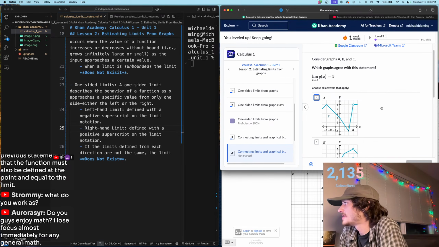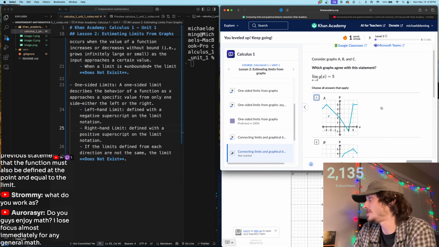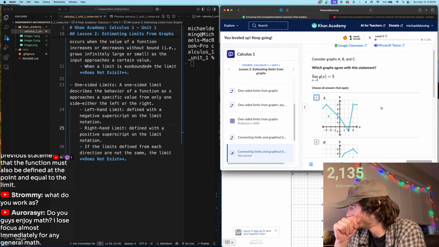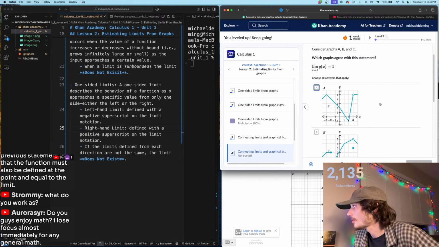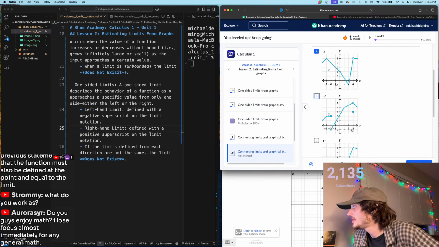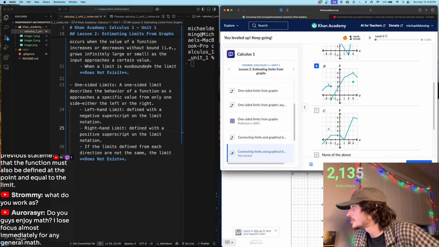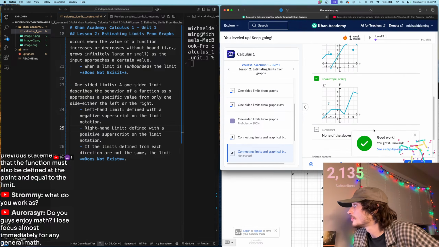Consider the graphs A, B, and C. Which graphs agree with the statement that the limit of g of x is equal to 5 as x approaches 3? As x approaches 3, we get a limit of 5 here, so that is true. As x approaches 3 here, we get a limit of 5, that is true. As x approaches 3, we get a limit of 5, that is also true.